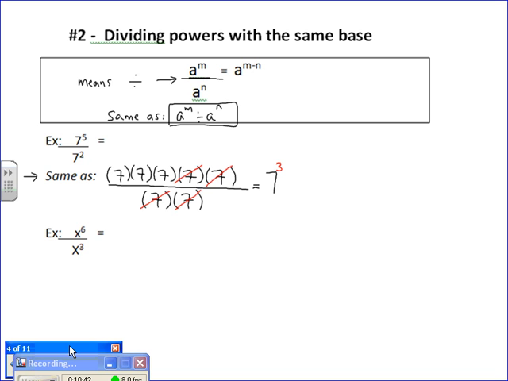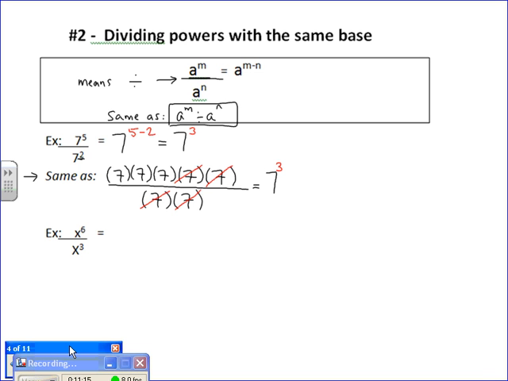In other words, I can subtract the bottom exponent from the top exponent, and that will give me my answer. So I could also use my exponent law and say 7 to the 5, subtract 2 will tell me what my exponent is in my answer. So 5 minus 2 is 7 cubed. Okay, great. So let's go ahead and do some of these.